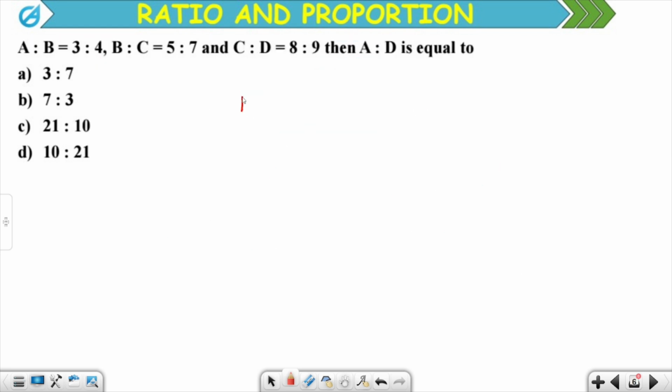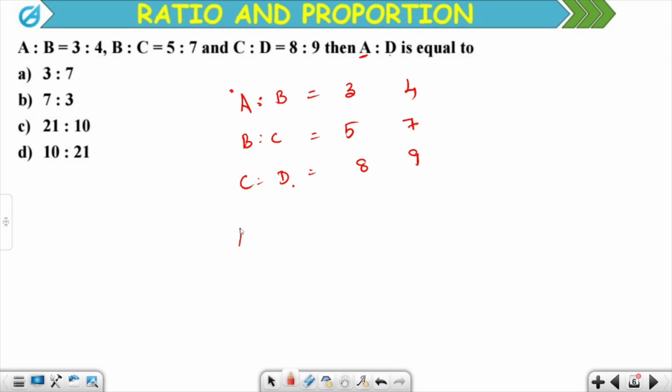See, A is to B. Okay, A is to B. What is it? 3 is to 4. Next, B is to C. What is the value? 5 is to 7. And C is to D. What is the value? 8 is to 9. And they are asking you to find the ratio of A and D. See, A is the initial variable and D is the final variable.